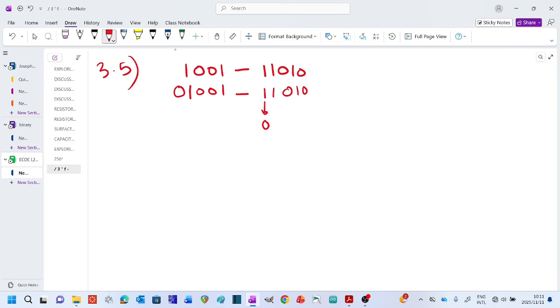0 becomes a 1, 1 becomes a 0, 1 becomes a 0, 0 becomes a 1, and then 1 becomes a 0, and then 0 becomes a 1. So what do I do next? I take this number and add it to the previous number there. So 0, 1, 0, 0, 1 plus 0, 0, 1, 0, 1.